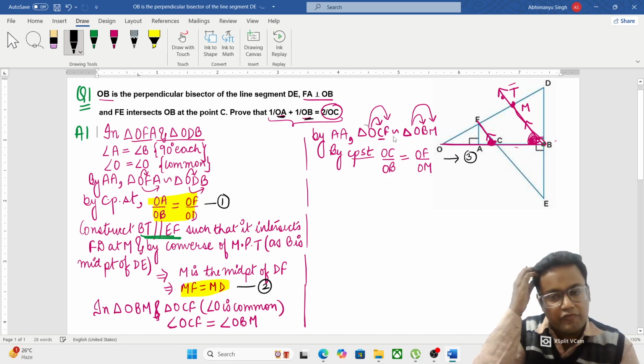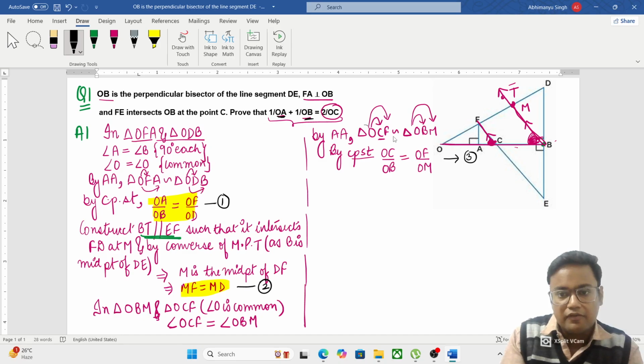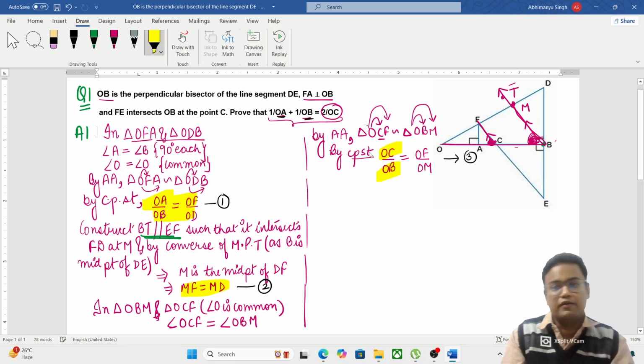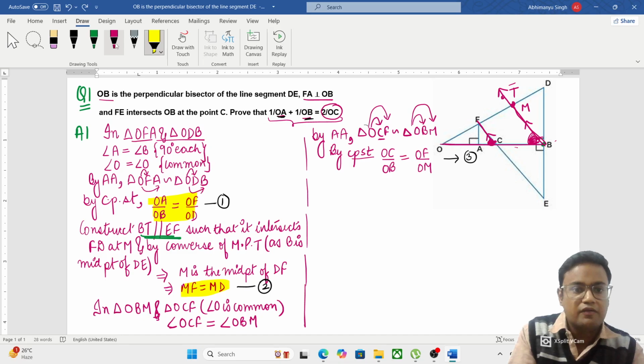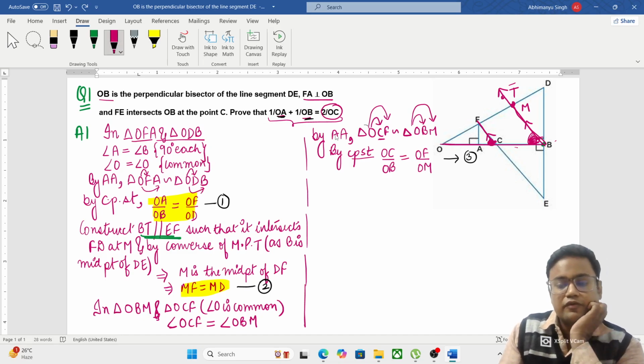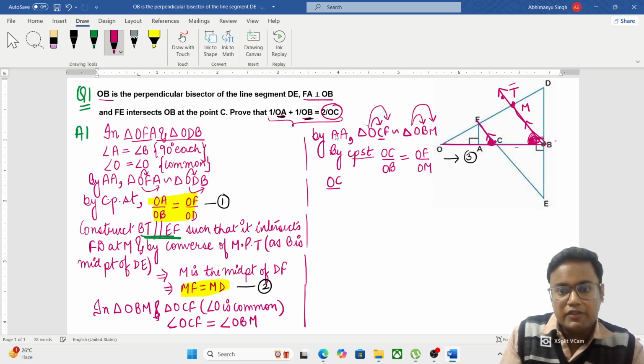We might use it or we might improve it further. So now I want OC to exist in my expression. Children, I want OC, OB and OA, right? Only these three quantities, which are the most wanted ones. So let us finish it off quickly. So now, OC upon OB is equal to OF upon OM.